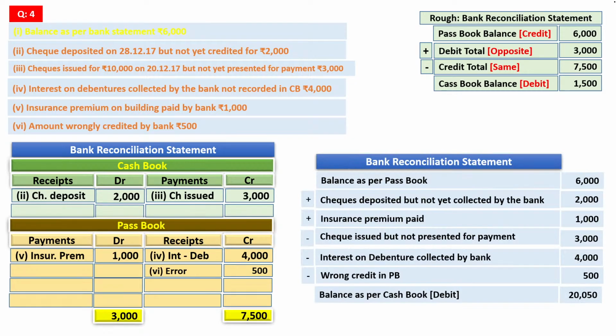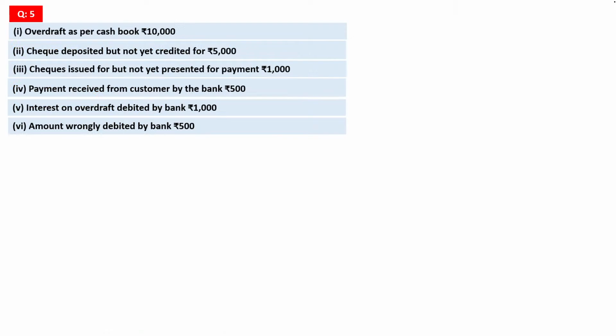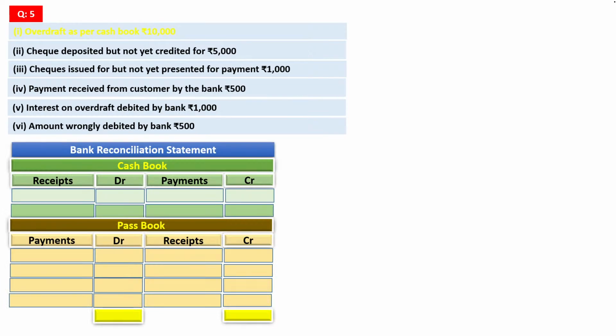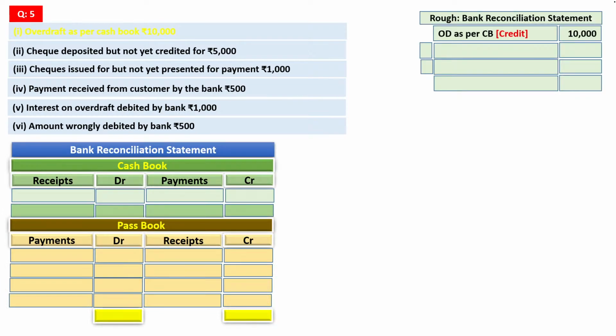Let's go for the next illustration, question number 5. Now, overdraft as per cash book. Overdraft as per cash book means unfavorable situation. So the cash book shows a credit balance. Okay, cash book shows credit balance. Is that okay? Now we read one after one and put that value in the format.